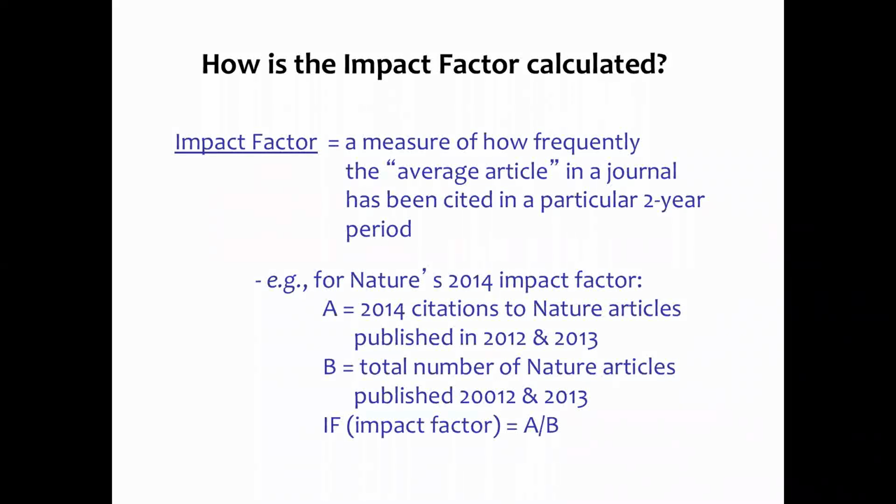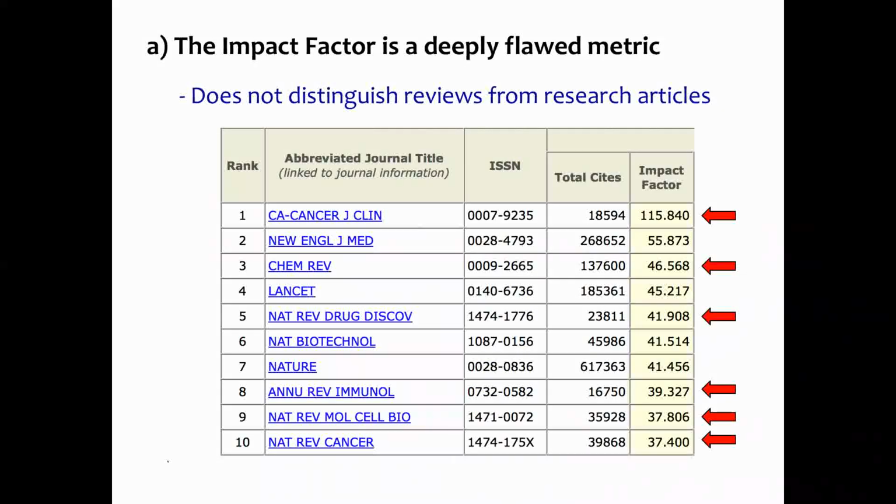Okay, so what's wrong with this, right? It seems simple, it seems to make sense. What's wrong with this as a metric? So I'm going to start with the point that I told you I was going to tell you about, that it's a deeply flawed metric. The first point is that it doesn't distinguish reviews from research articles. And this is what Chris pointed out.